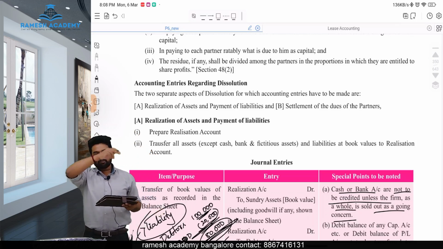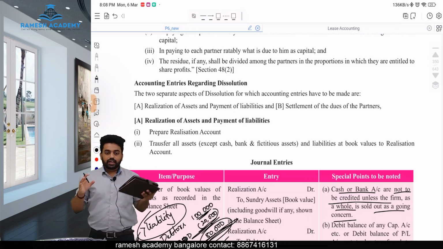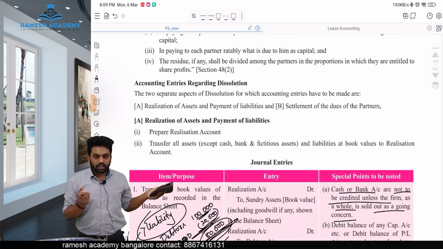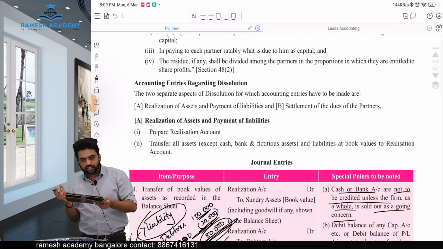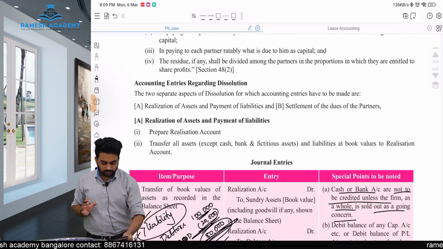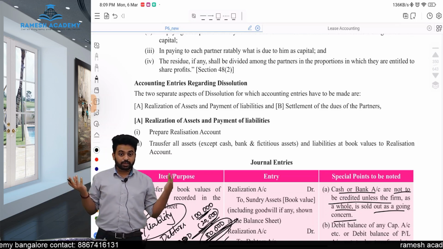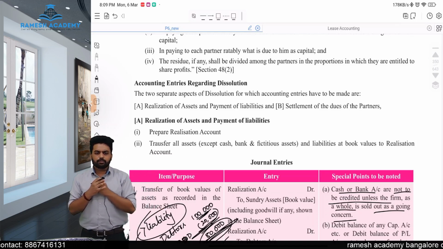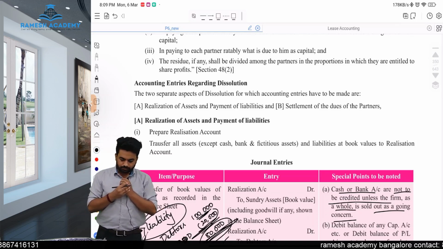Later we will pay using that account, and at the end of the day, whatever balance remains, it might be a loss on realization or a gain on realization, and it should be borne by the partners, or shared by the partners if it is a profit on realization. But hardly will there be a profit on realization.